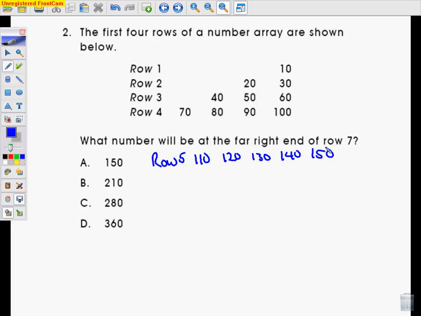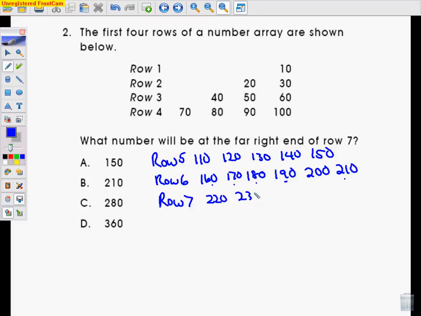And then we can go to row 6. That'd be 160, 170, 180, 190, 200, 210. So that's 6 numbers: 1, 2, 3, 4, 5, 6. And row 7 will have 7 numbers: 220, 230, 240, 250, 260, 270, 280. 1, 2, 3, 4, 5, 6, 7.